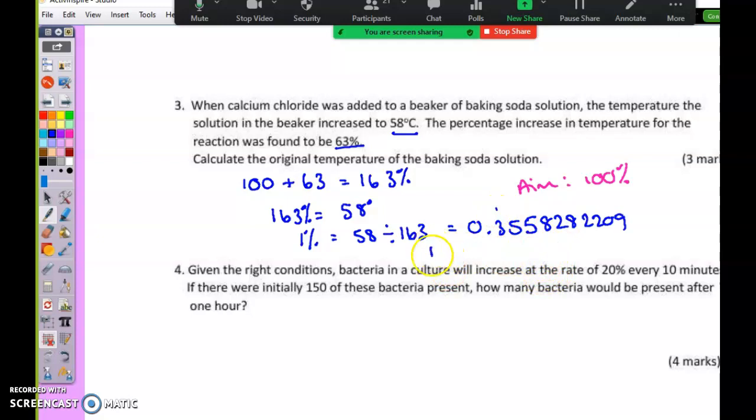I want to find 100%. So I'm going to times that by 100. Now, I've written out that full number that I got in my calculator there. Your final answer needs to be to 2 decimal places. So think what that would be to 2 decimal places, and make sure you have enough. Try and keep that in the recording screen there. So 35.58, that writing is terrible. So 2 decimal places. Any questions about that one?